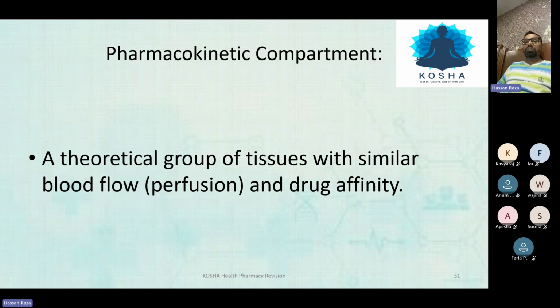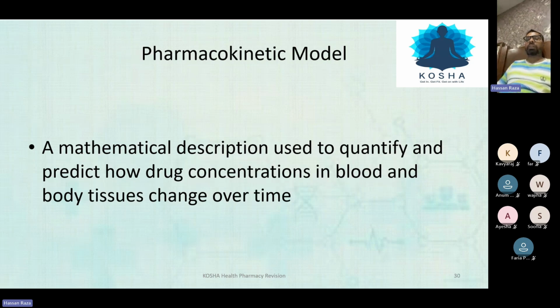We assume first of all, I think I should tell you about pharmacokinetic models. What is a pharmacokinetic model? It is a mathematical description through which we quantify absorption, distribution, metabolism, and elimination. Basically, these are mathematical formulas through which we quantify how much drug is present in your blood and how much will be eliminated. This is called a pharmacokinetic model.